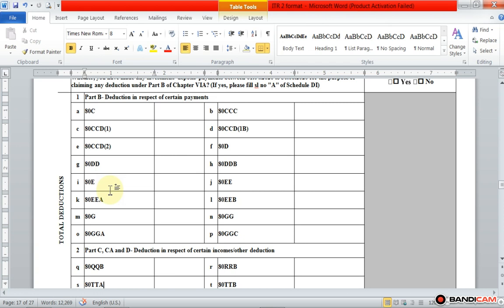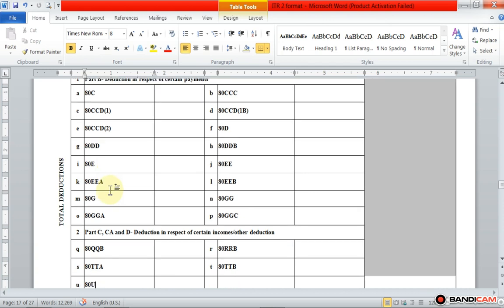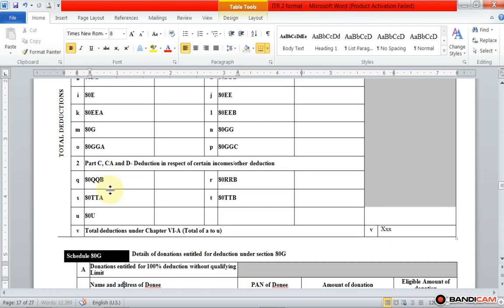Part B includes deduction in respect of payment under section 80C. 80C means contributing a certain amount of income to a government scheme, and that benefit goes directly to the government, so it is allowed for deduction. Then 80G, 80DD, 80E. So these are deductions in respect of certain payments as well as deductions in respect of certain incomes.